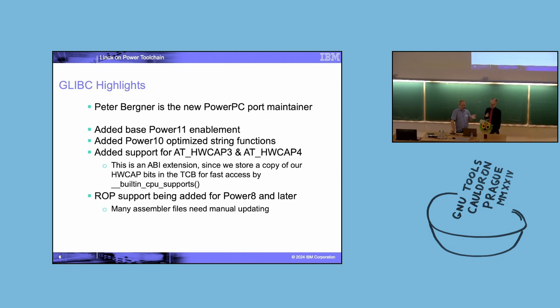Some of the other things, again, we added base Power 11 enablement to glibc. We've added some Power 10 optimized string functions. We've added the AT_HWCAP3 and AT_HWCAP4 macros. I added those macro defines to the kernel so we could import them into glibc. We haven't run out of AT_HWCAP2 features yet. Yet.